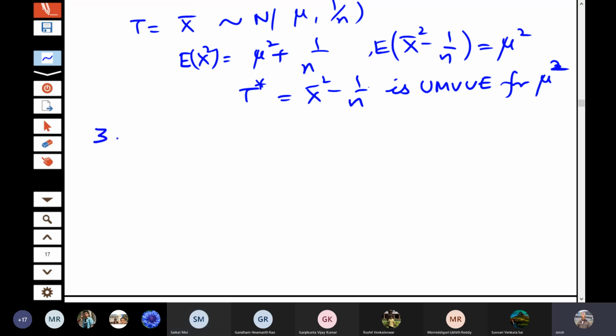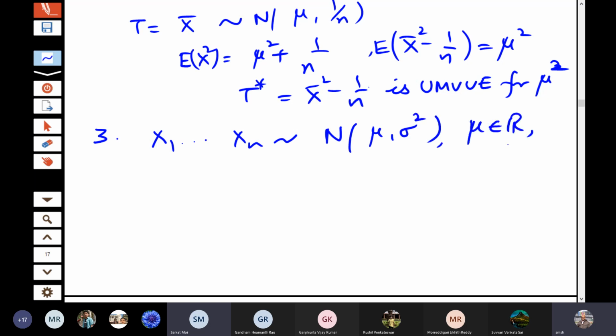Let us look at some other problems also. So x1, x2, xn follows normal mu sigma square. Here both the parameters are unknown. Actually, for sigma square, we have not been able to apply the Rao-Cramer lower bound. I have shown you using the Rao-Cramer lower bound that the bound was not attained. So here we have to prove it using the completeness and sufficiency. For this problem, let us see. Firstly, let me write down the joint distribution.